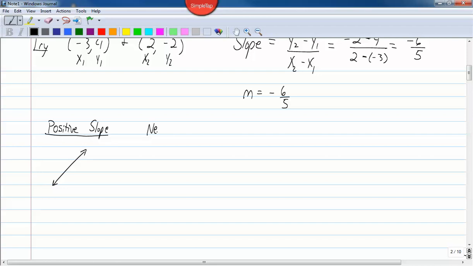If you have a negative slope, again, I don't know exactly what the line looks like, but it's going to be going down from left to right. It's going to be a straight line going down from left to right.